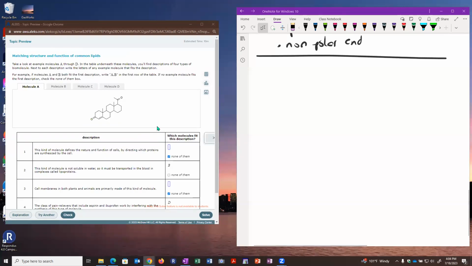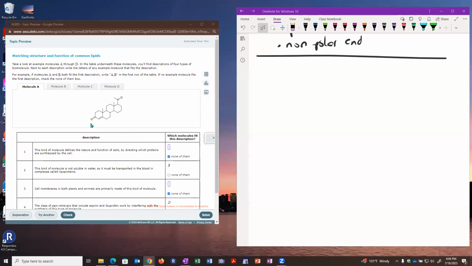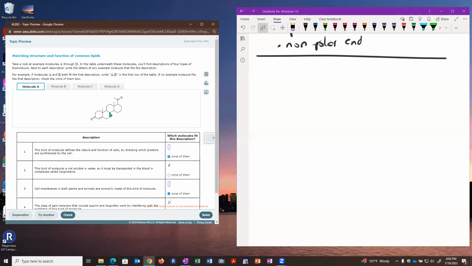All right, so the next one we're going to take a look at has to do with matching some of the structures and the functions of some common lipids. You'll be provided with a description of a molecule or a compound, and you have to select from the options A, B, C, or D whether any of these actually match up to the description that's there. So you'll probably need to have your textbook with you as you go through this, just to confirm what some of the structures actually look like.